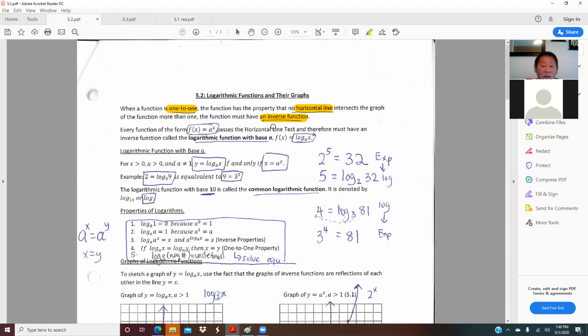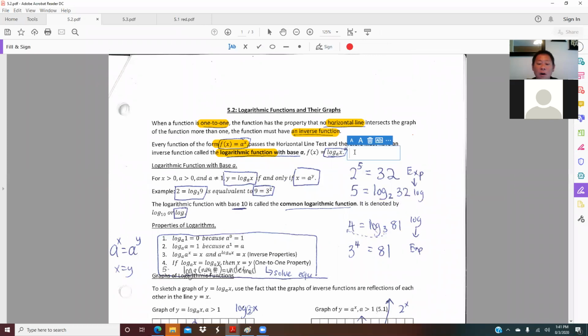And what is the inverse function for exponents? For all the exponentials, the inverse function is called the logarithmic function with base a. So in this case, the inverse function of a^x is log_a x. Sometimes I call this moving the base.